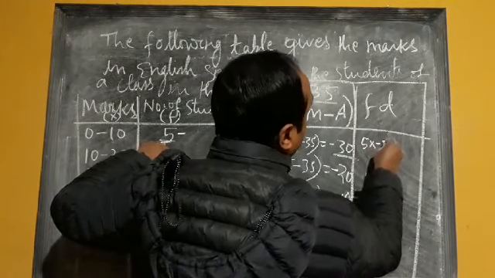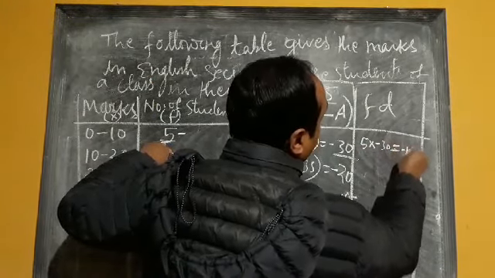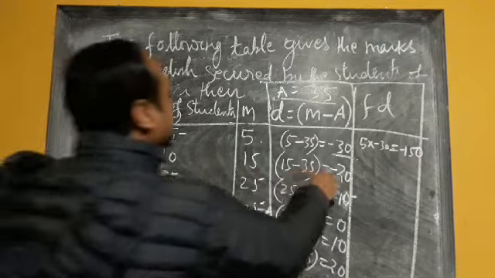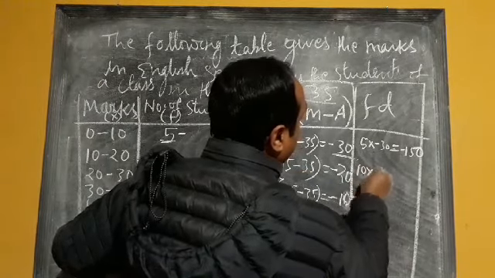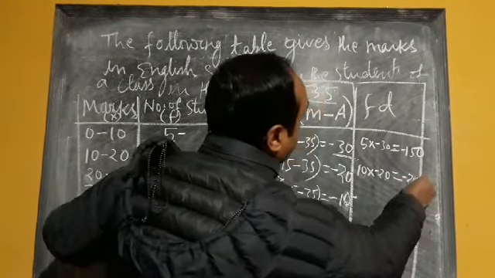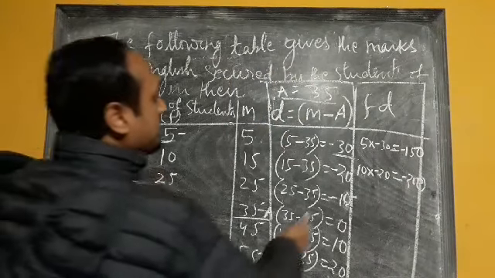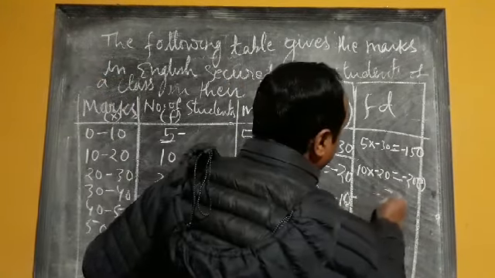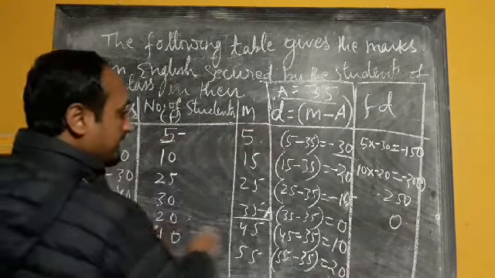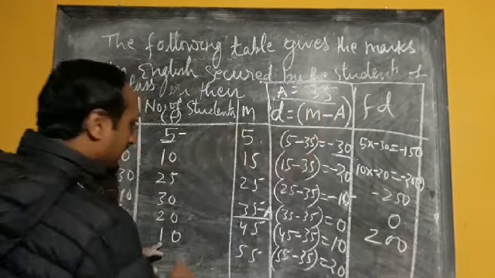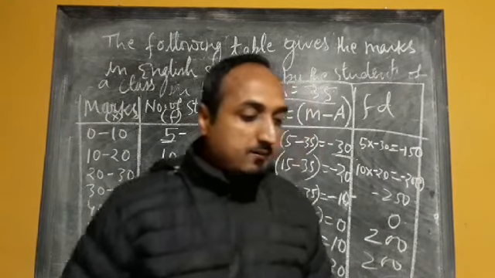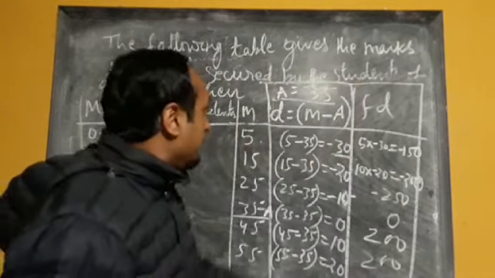So 5 into minus 30 equals minus 150. Now next one, 10 into minus 20, so minus 200. Now next one, 25 into minus 10, minus 250. Then 30 into 0, 0. Then 20 into 10, 200. Then 10 into 20, 200. So we have calculated the value of this fd.